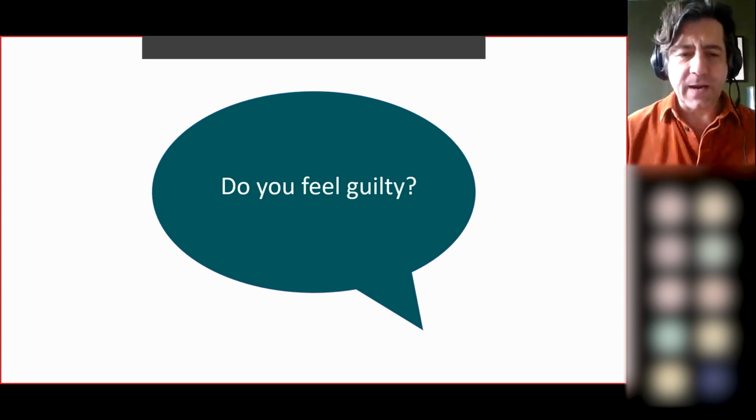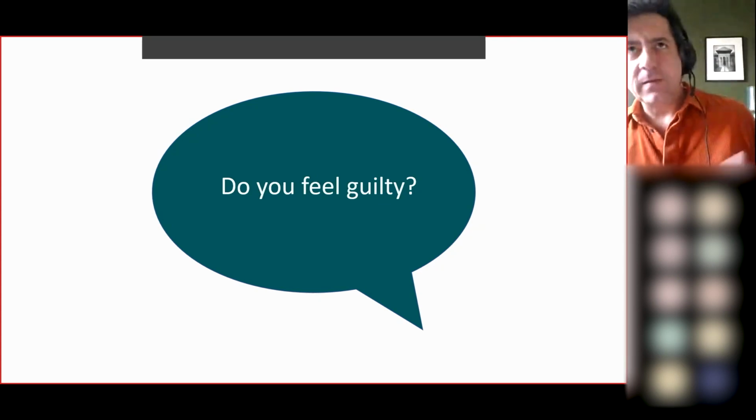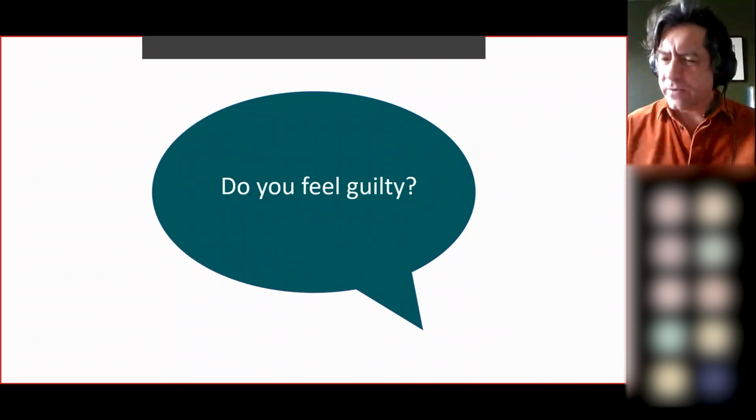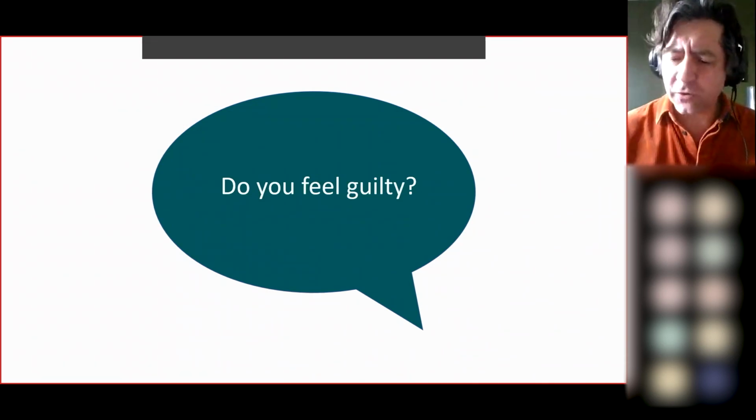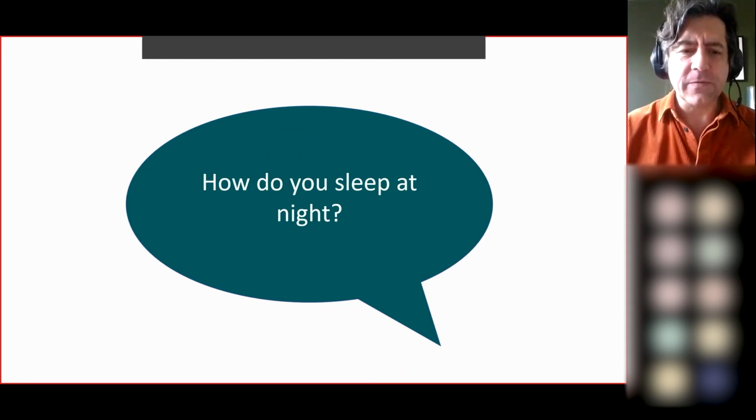So just reframe it. Do you ever feel guilty? Well, I often feel very worried or concerned or upset or distressed about it, and put them into more neutral terms. So it's worth thinking a little bit about the sort of framing.